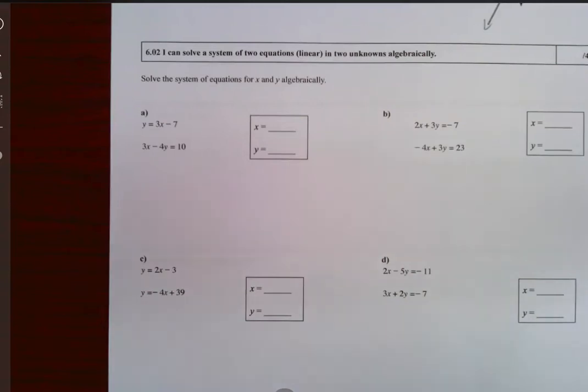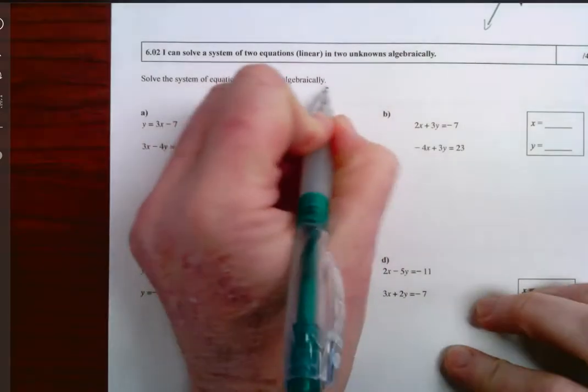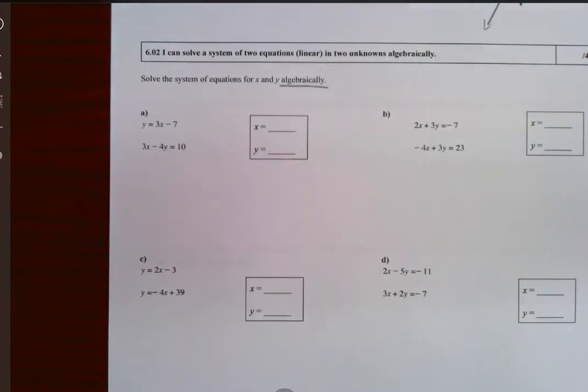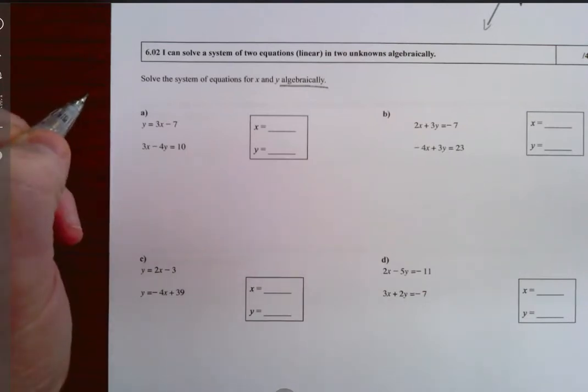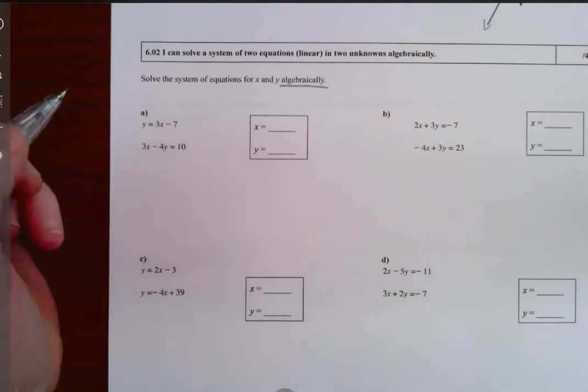Solve the system of equations for x and y algebraically. So we just looked at graphically. Now we have algebraically. Remember, we have a couple of different methods here. We've got substitution, we've got elimination, and we've got equal values method.